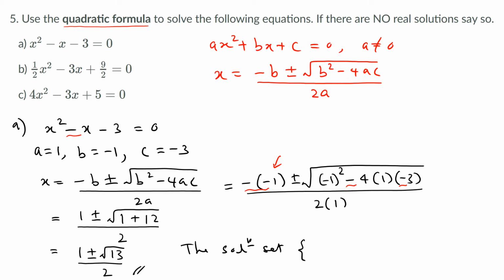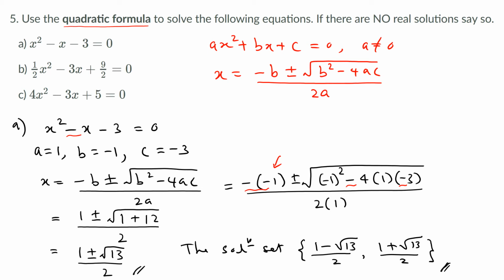you can write 1 minus square root 13 over 2, comma, 1 plus square root 13 over 2. So that's the solution set. But if you just need a solution, you can write it like that. And it's always a good idea to go back and check, because you can see whether there's a mistake, since this should satisfy the equation. But that's how we solve using the quadratic formula.